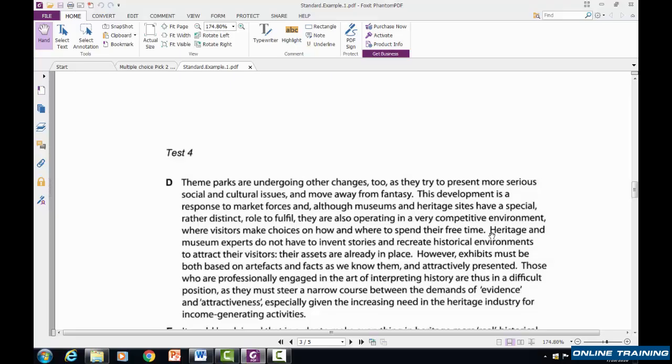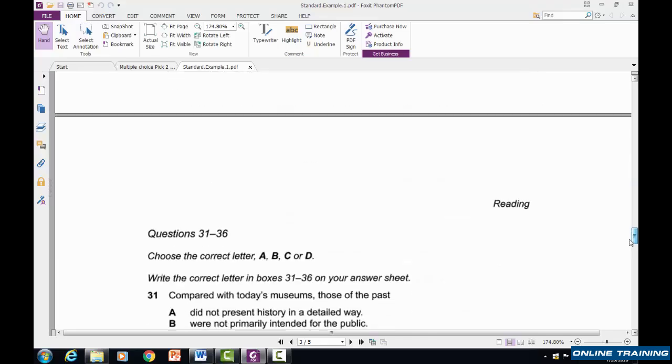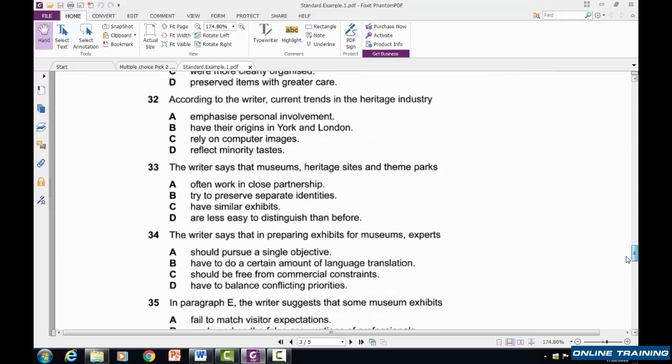All right, so with a multiple choice question, what sometimes makes it difficult is that, like I've told you, you sometimes have to read more than one sentence to be able to get it right. So let's take a look again at our question for number 34. The writer says that in preparing exhibits for museums, experts must. What must they do?